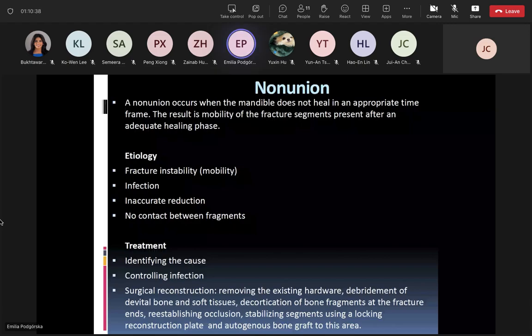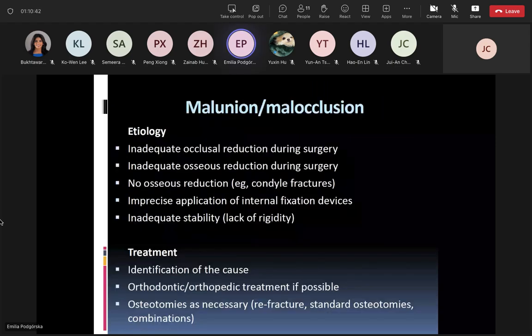Non-union and malocclusion: inadequate occlusion reduction during surgery, inadequate reduction during surgery, no reduction on presentation, improper application of the internal fixation device, inadequate stability. Identification of the cause of the malocclusion determines whether treatment is possible. Osteotomy is necessary for the fracture; standard osteotomy combination.